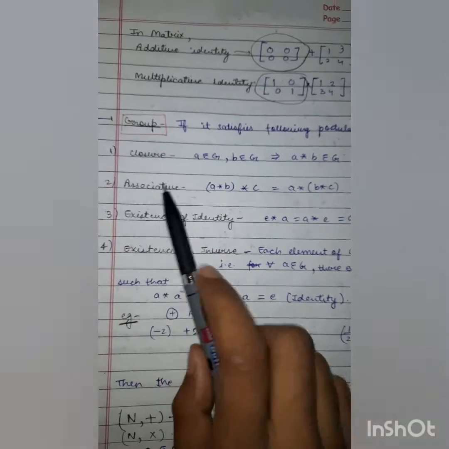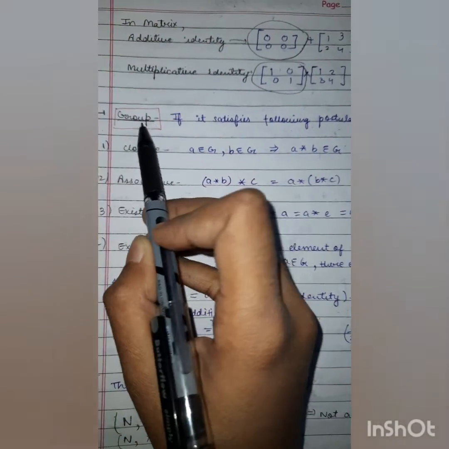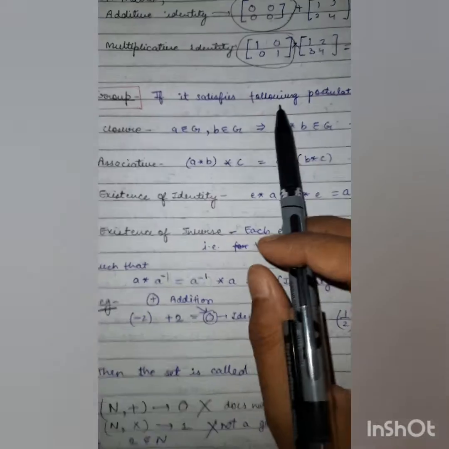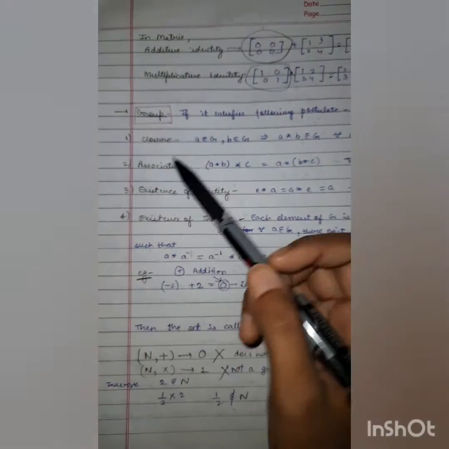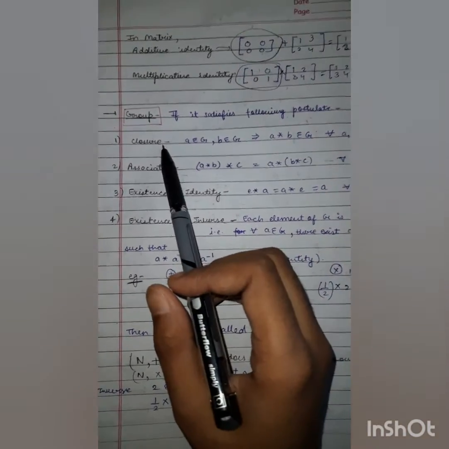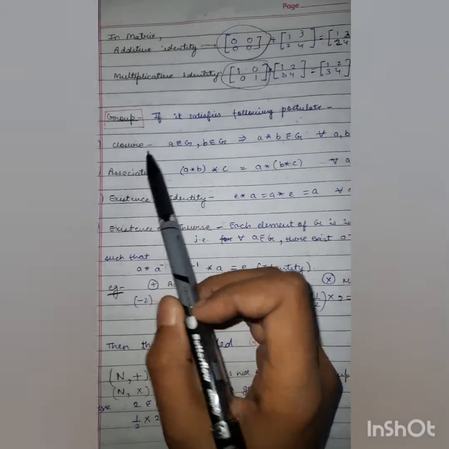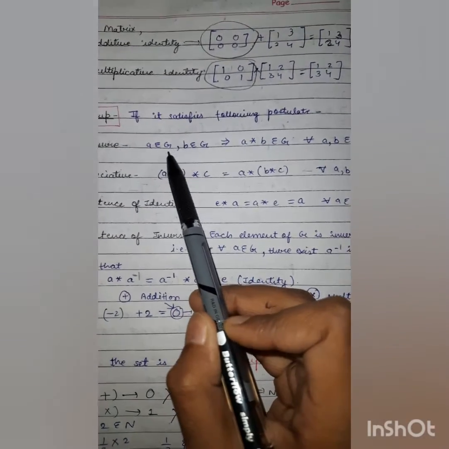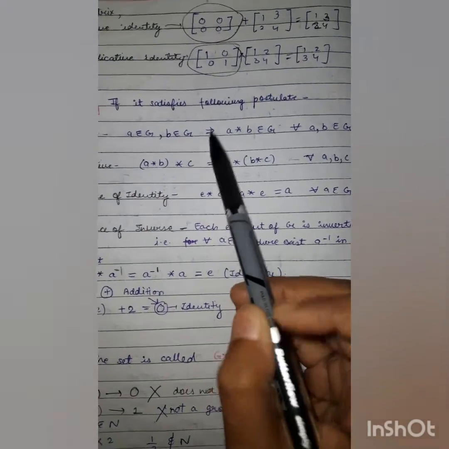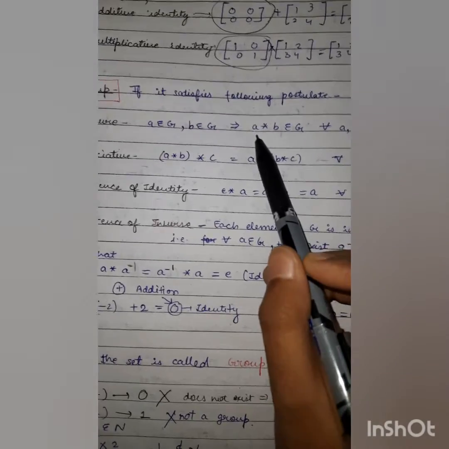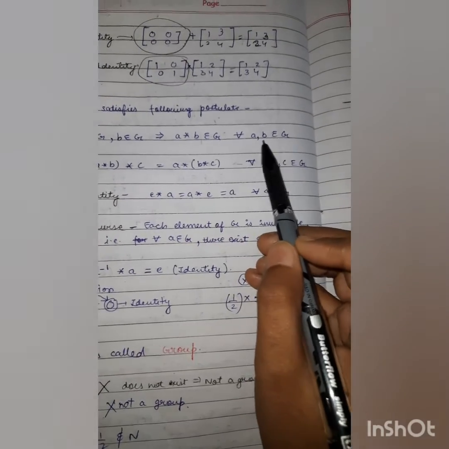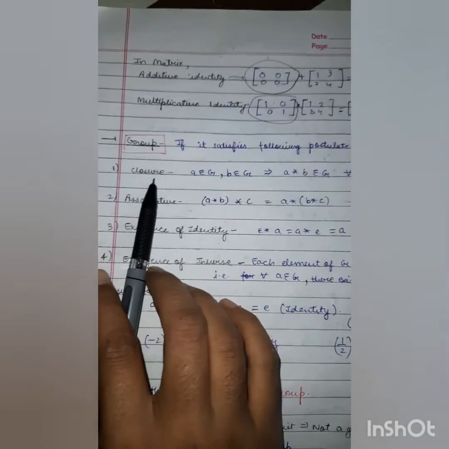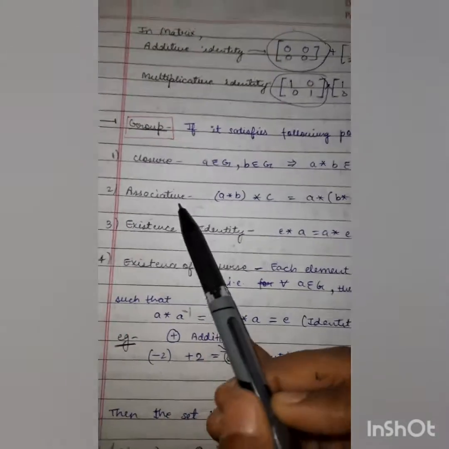Now let us understand what exactly a group is. If it satisfies the following postulates, then it is a group. Number 1 is the closure property. So what is the closure property? If A belongs to G and B belongs to G, that is, A star B belongs to G, for every A, B belonging to G, then it follows the closure property. Second is associative.